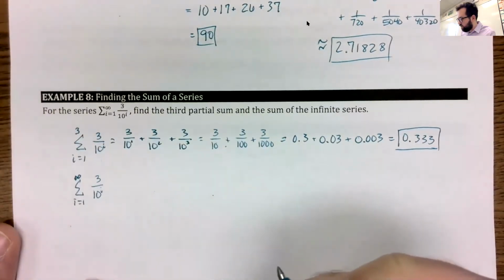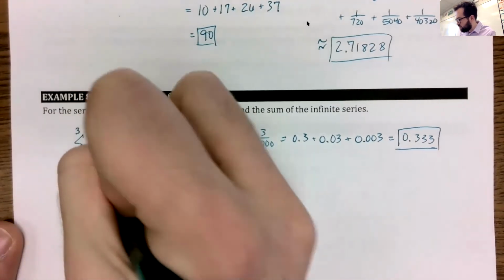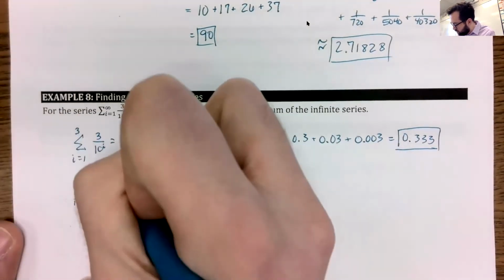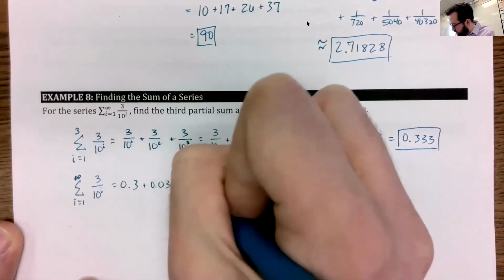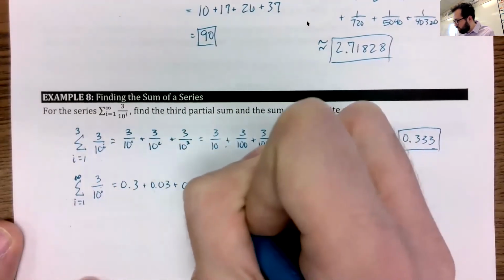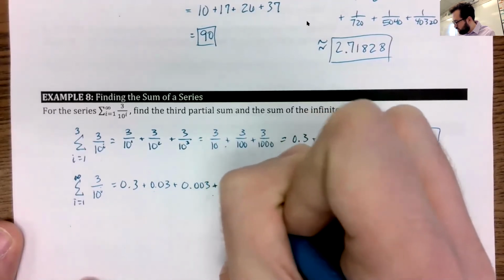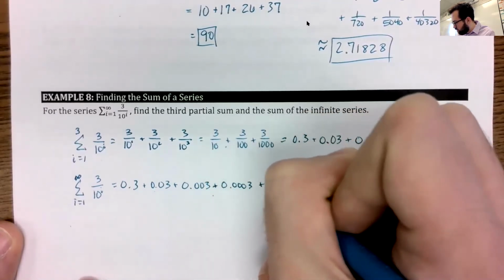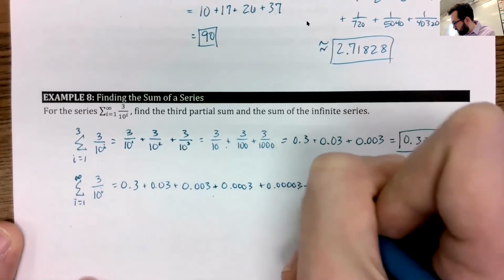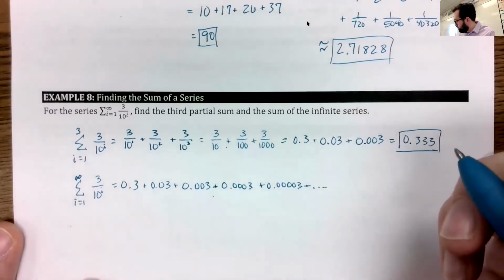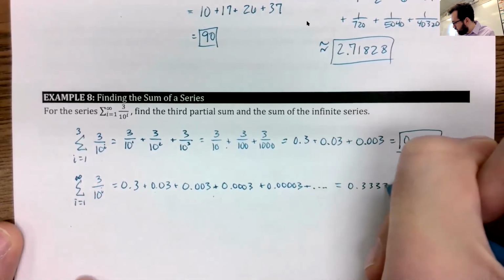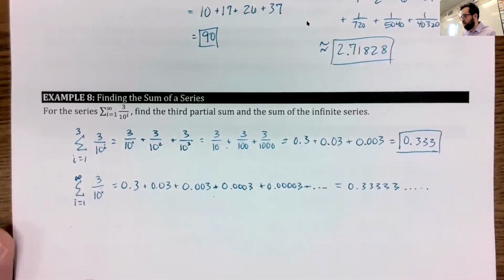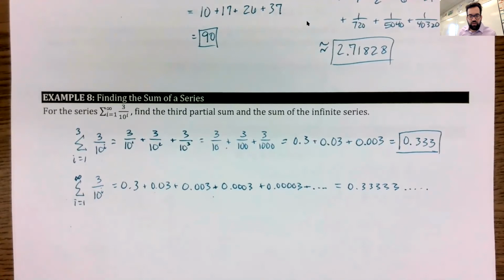And we want to think about what's going to happen if this pattern continues. Well, we already know the first couple terms are 0.3, 0.03, 0.003. We can already see the pattern, right? It's just going to be 0.0003, 0.00003, etc. And what's going to happen? So we're going to end up with 0.33333 dot dot dot when we add those together.